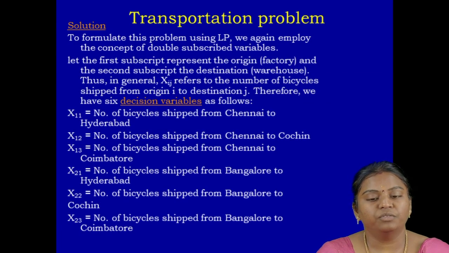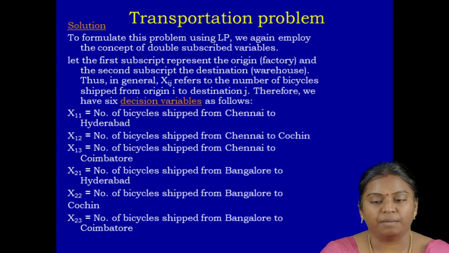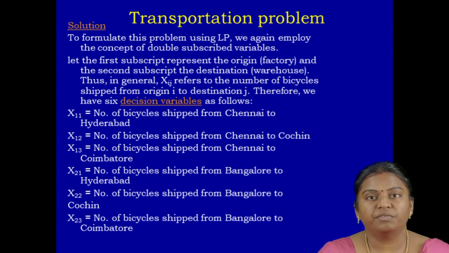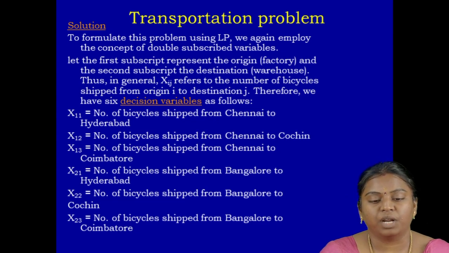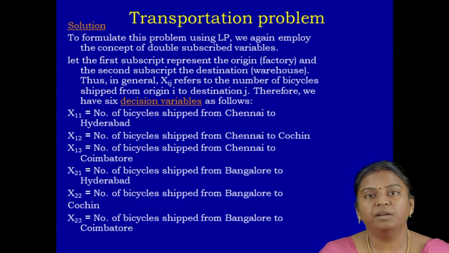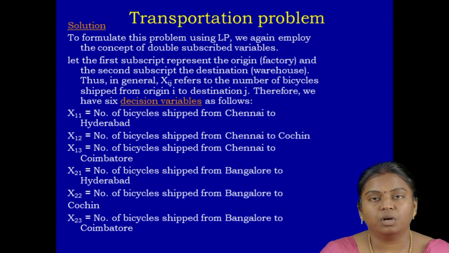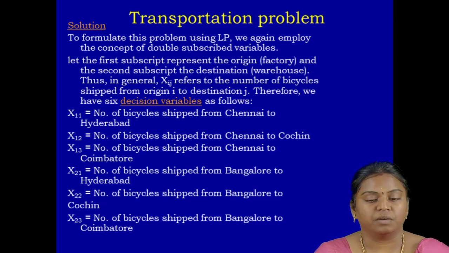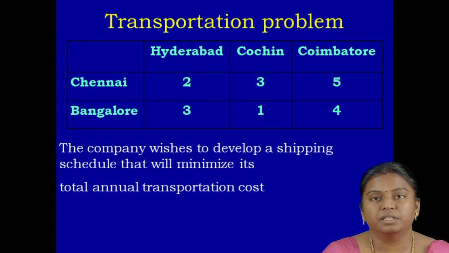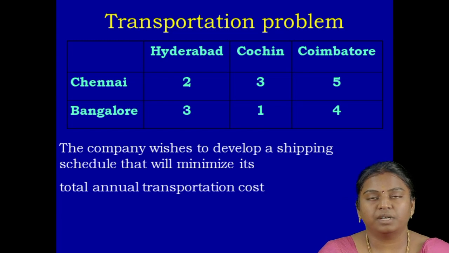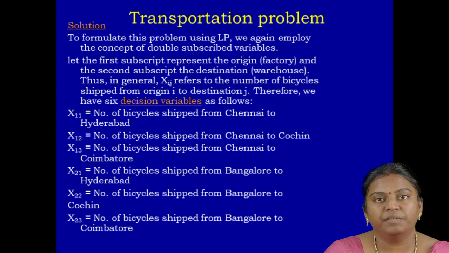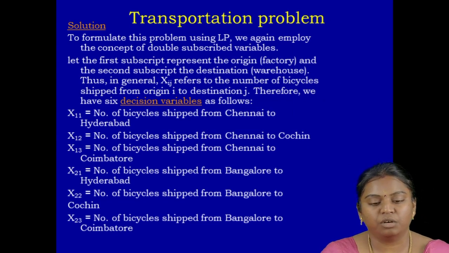So for that, we have to formulate this problem using linear programming. Again, we employ all the steps we followed in the formulation of linear programming problem. So first of all, we decide what is the objective function of this transportation problem. In order to define the objective function, we need whether it is maximization or minimization. We have already said that this transportation problem should be of minimization to its total annual transportation cost. So definitely this problem is a minimization problem. Accordingly, we define the decision variables as well as a set of constraints.